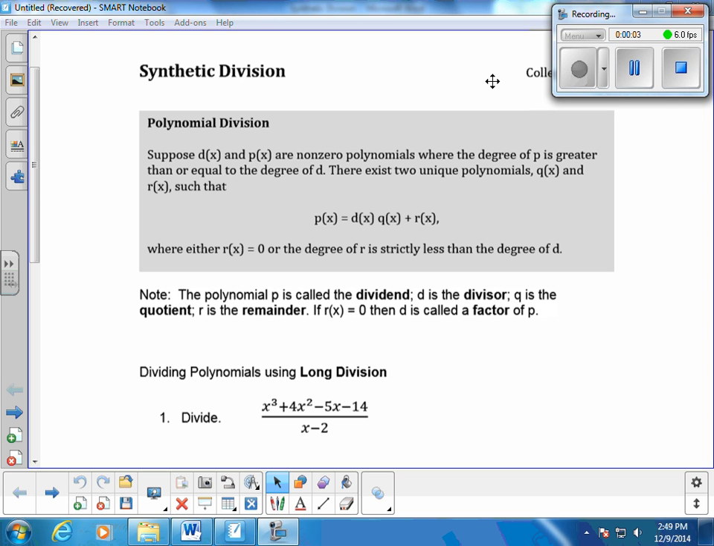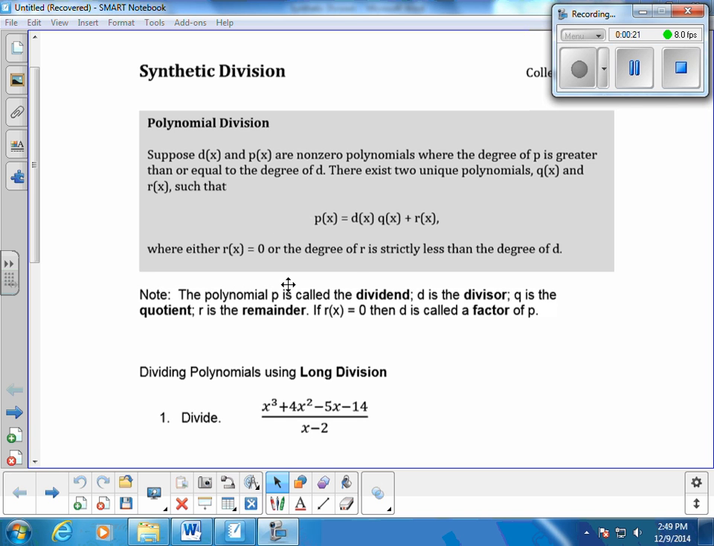Alright guys, today we're going to do synthetic division, and the first thing you can do is, if you printed out your notes, just read through this definition of polynomial division. And if you lose yourself in a little bit of the wording, let's just look at this formula right here, and we're going to look at it in respect to this note.